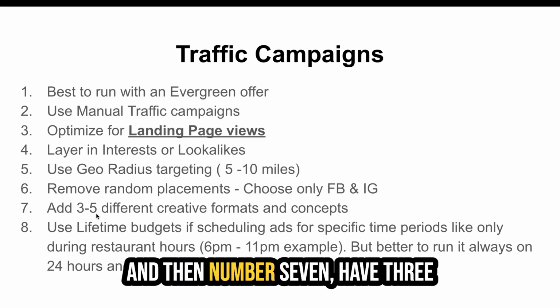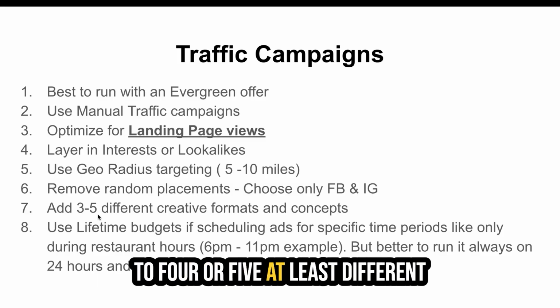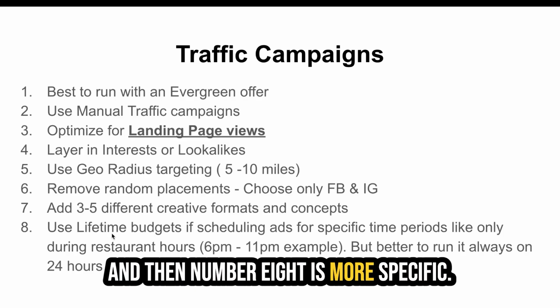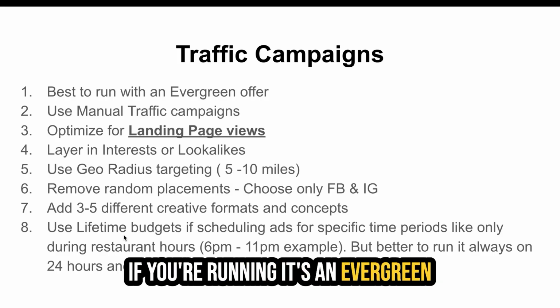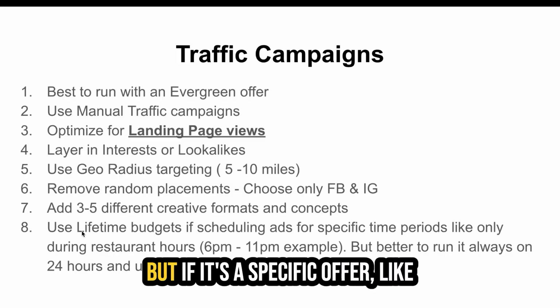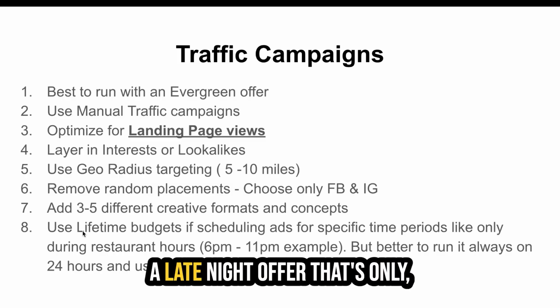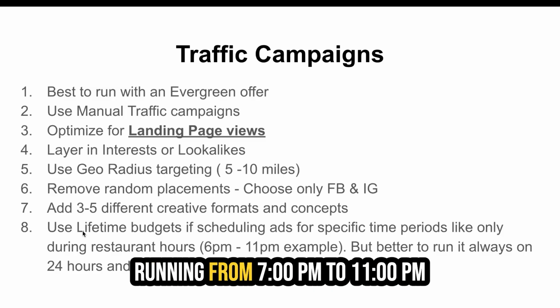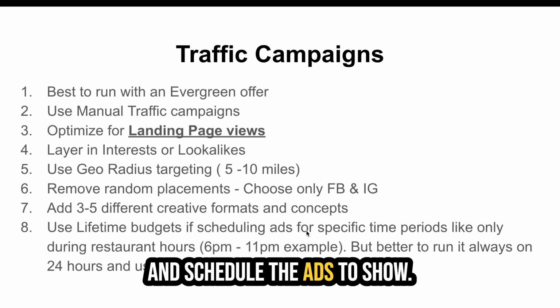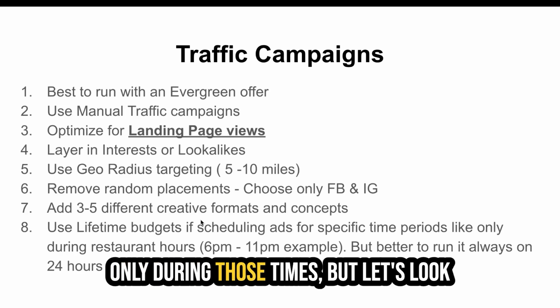And then number 7, have at least 3 to 4 or 5 different creative formats and concepts. And then number 8 is more specific. If you're running an evergreen offer that's always on, then you can just use daily budgets. But if it's a specific offer, like a late night offer that's only running from 7 p.m. to 11 p.m., then you can use lifetime budgets and schedule the ads to show only during those times.